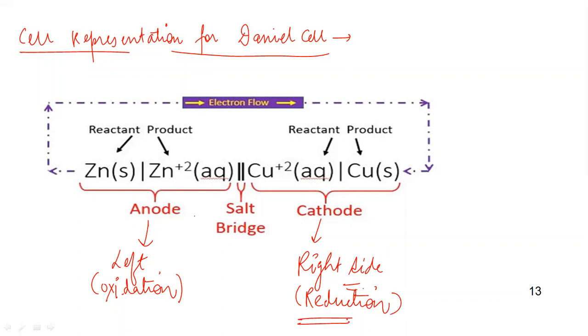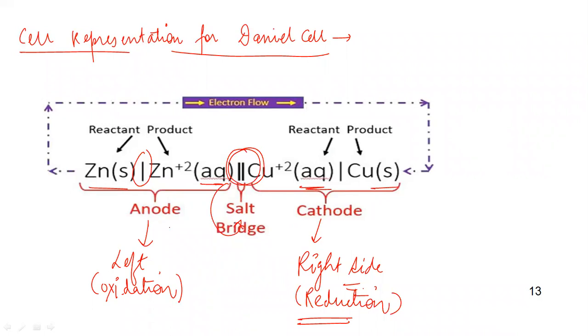Okay. Now, you can see here that there are two vertical lines. So these two vertical lines represent what? Salt bridge. This single vertical line shows that the components are in different phase, like solid and aqueous. Here components are also in different phase. That's why single vertical line has been used here. Okay, so this is the representation for the Daniel cell.